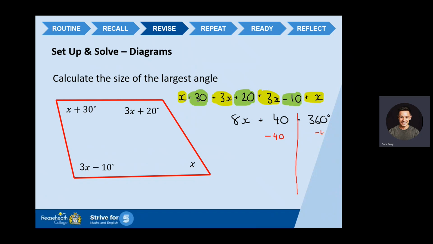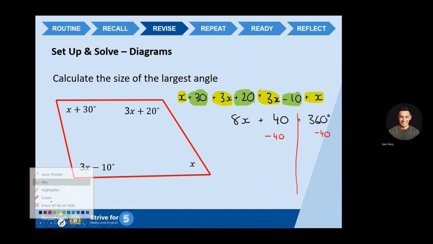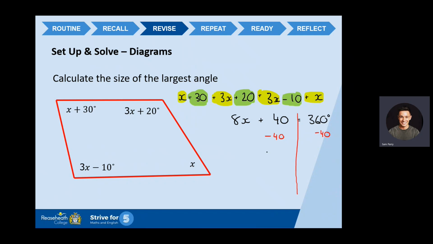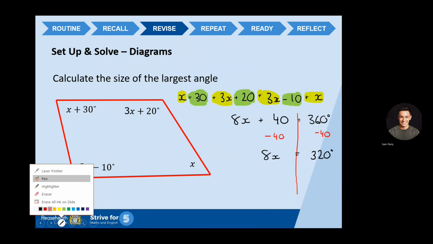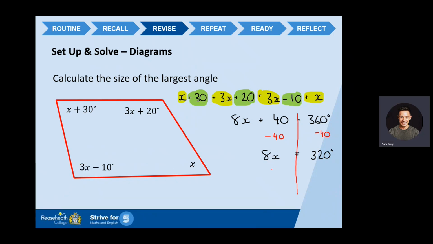So minus 40 from both sides. That's going to leave on the left-hand side 8x by itself. 360 take away 40 is 320 degrees. And now what we're going to do is, instead of timesing by 8, we're going to divide by 8. So we're going to do 320 divided by 8.